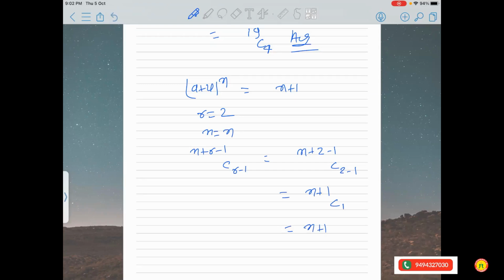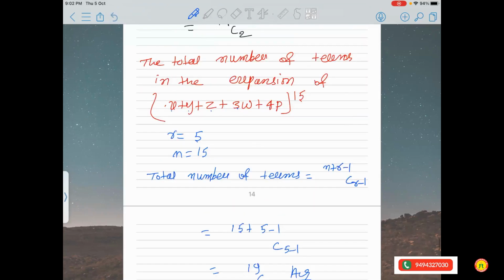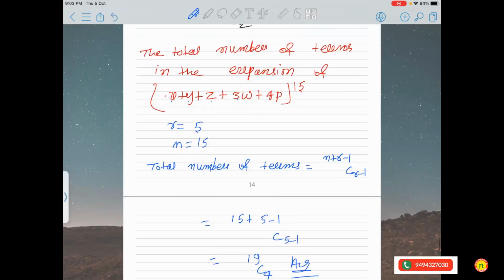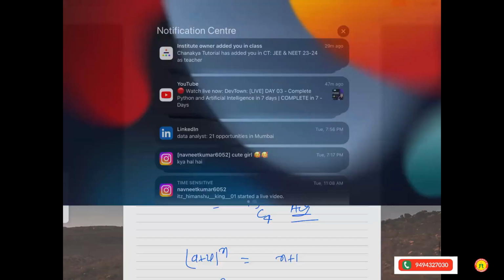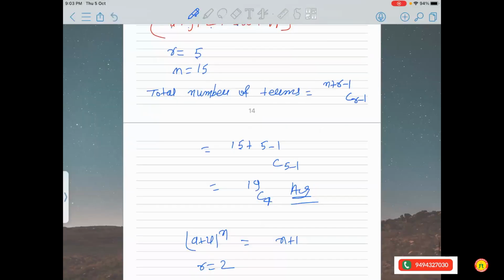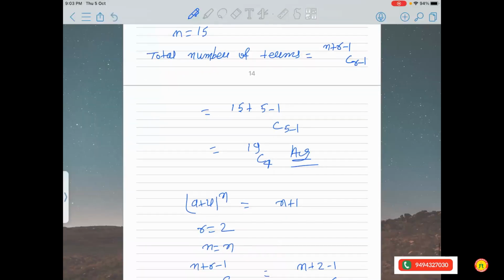I have already told you in the last or second last class that in a plus x to the power n, the number of terms equals n plus 1. Earlier, whether it is x plus y plus z to the power 15 or x plus y plus z plus 3w and so on, we need to remember that n plus r minus 1 C r minus 1 is the total number of terms.